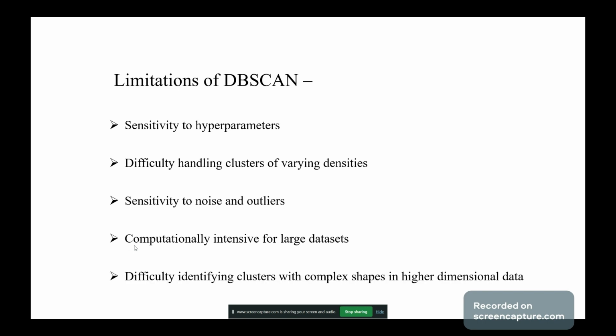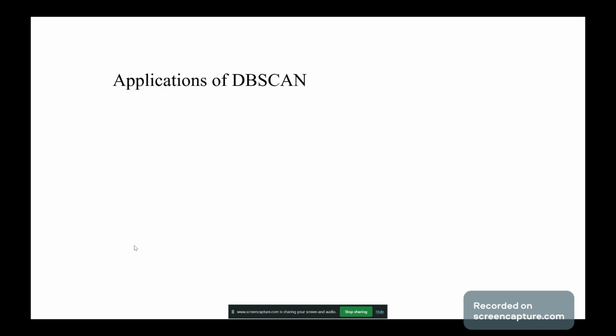And lastly, it has a bit of difficulty in identifying clusters with complex shapes in high dimensional data because DBSCAN relies on local density information, which may lead to fragmented clusters or suboptimal cluster boundaries for datasets with intricate geometric structures. Now, although DBSCAN, as all other algorithms, has these limitations, it is widely used in various domains.